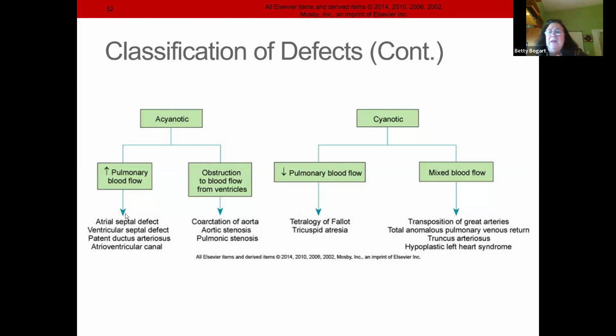But what if you have a transposition of the great arteries? Well, what are the great arteries that come off of the heart? You have an aorta, and you have a pulmonary artery, right? They're switched.